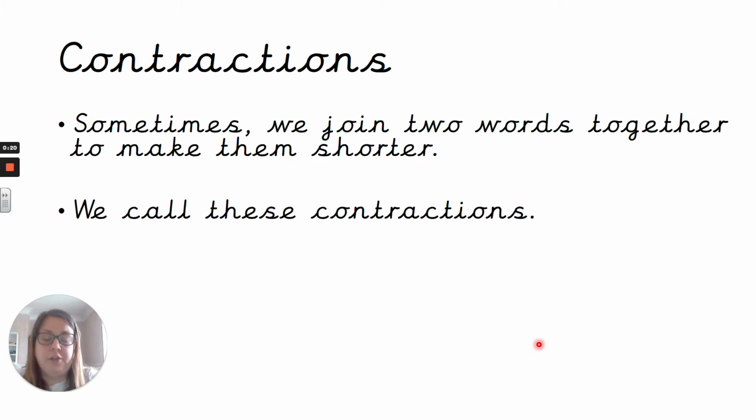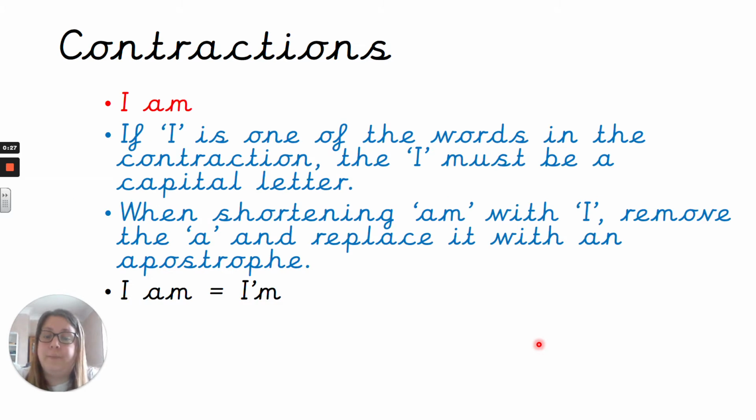But let's have a look at some of the rules. Sometimes we join two words together to make them shorter and we call these contractions. When we're writing I am, we change it to I'm. So instead of saying I am 7 years old, we would say I'm 7 years old. And you can see that it's changed from I am to I'm.